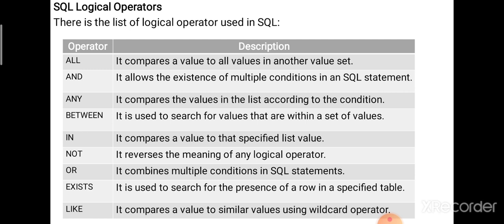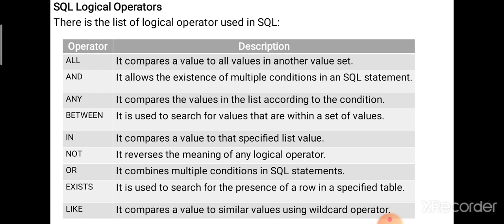Next one, ANY. It compares the values in the list according to the condition. Based on the condition, it is going to compare the value in the list. Next one, BETWEEN. It is used to search for values that are within the given set of values. Next one, IN. It compares a value to the specified list of values. Okay, it compares the values which are given in the specified list.